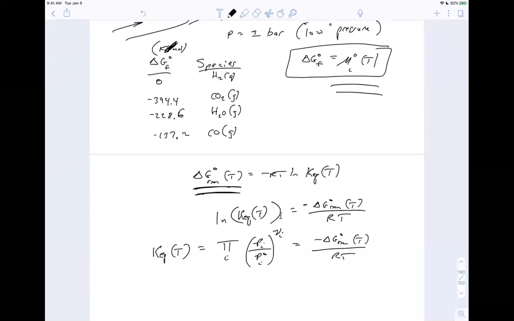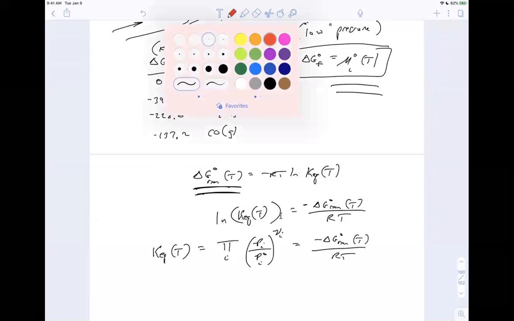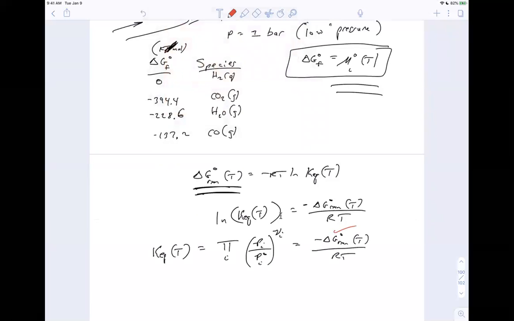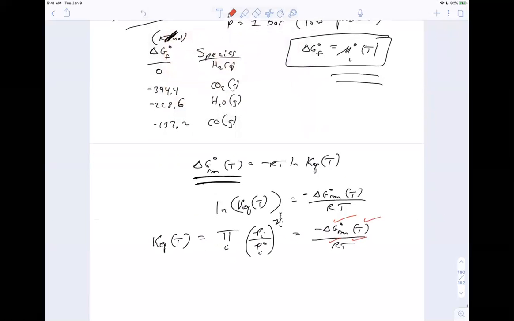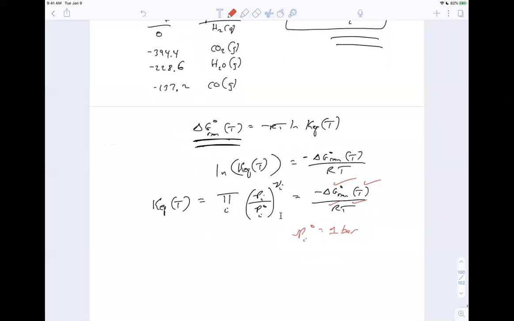And so we can then just put the delta G of reaction over RT. Okay, so in this case, what's known is this guy, the temperature, R and T. So we know everything on that side. And then it's just a matter of knowing what the partial pressures of the species are in the system, okay? And you can take P reference to be 1 bar, okay? And so now it's just a matter of formulating what the partial pressures would be, right?